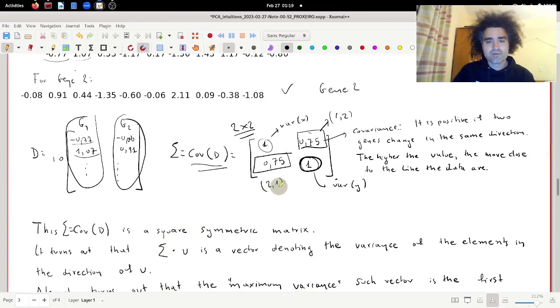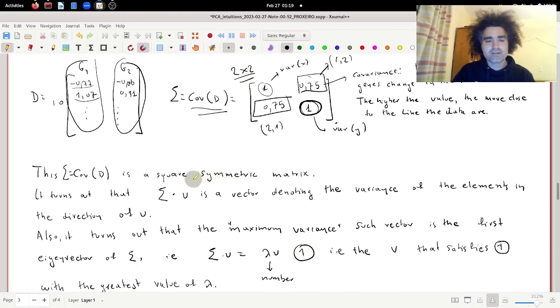Okay, so this is the covariance matrix. Again, the dimensions are the number of features, the number of genes that I measure by the number of genes that I measure. So it's a square matrix, and it's symmetric. So it's a square symmetric matrix.